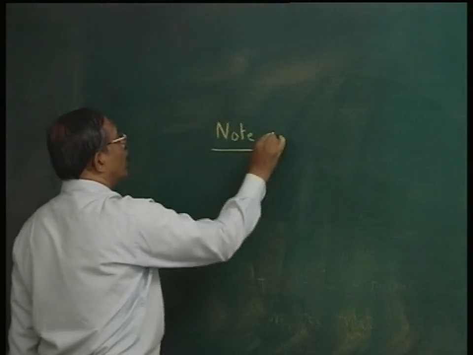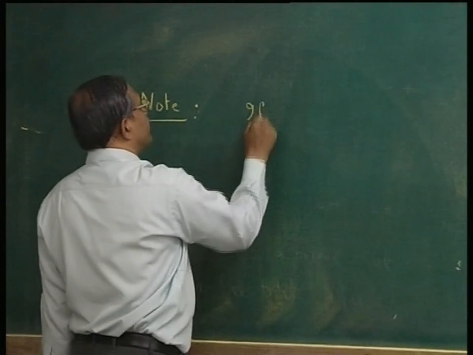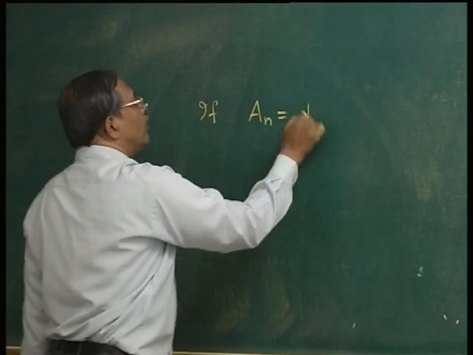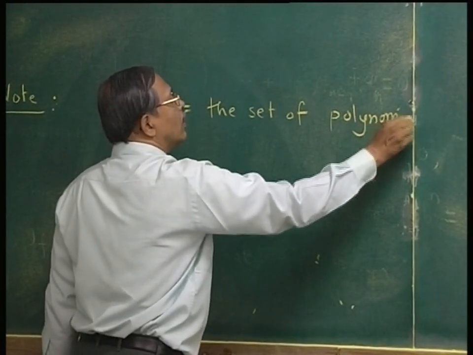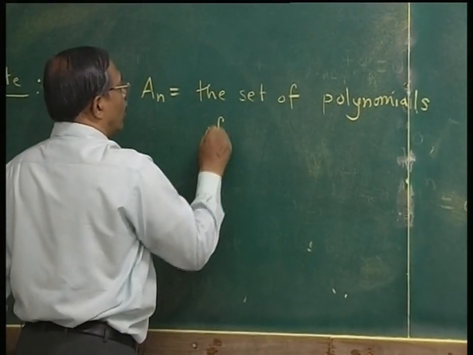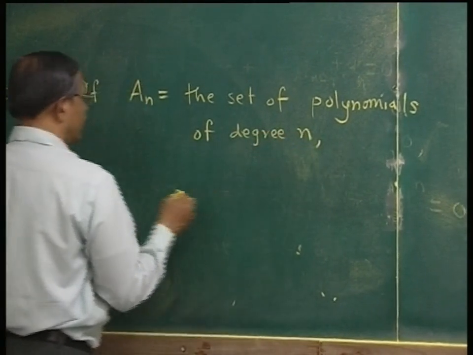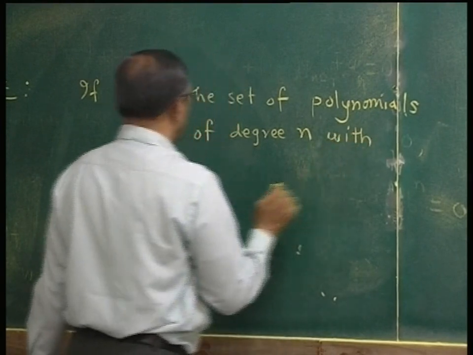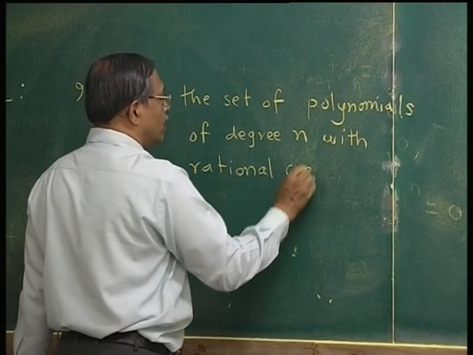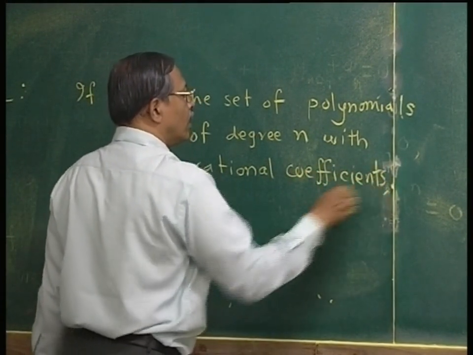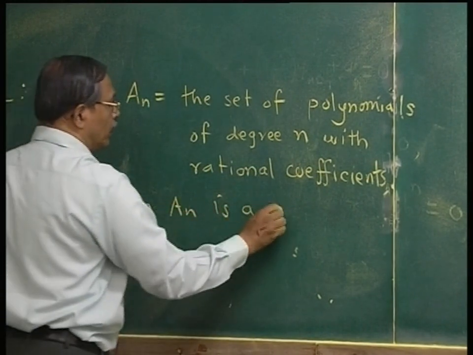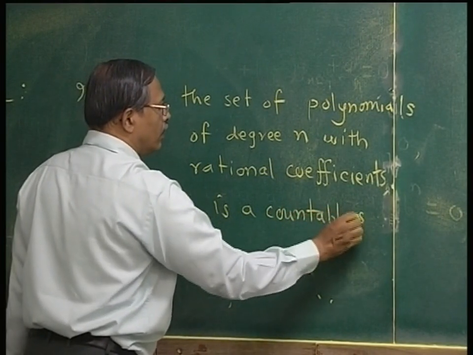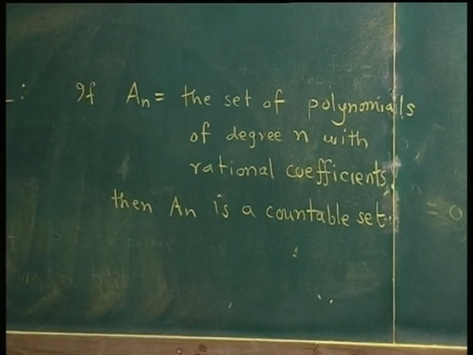So, note, if An equals the set of polynomials of degree n with rational coefficients, then An is a countable set. Polynomials of degree n.